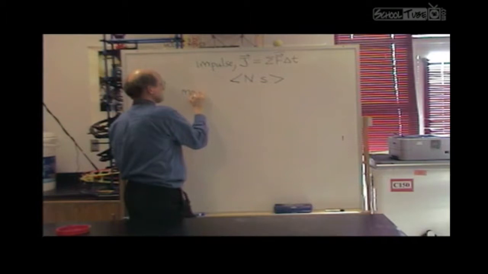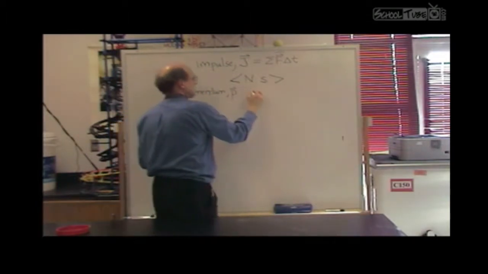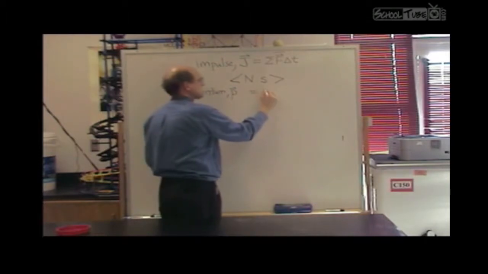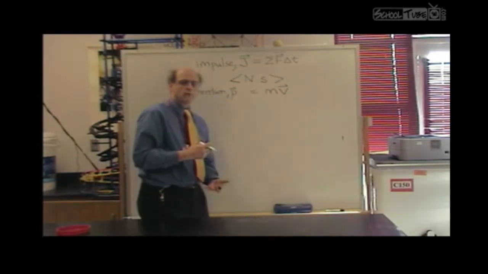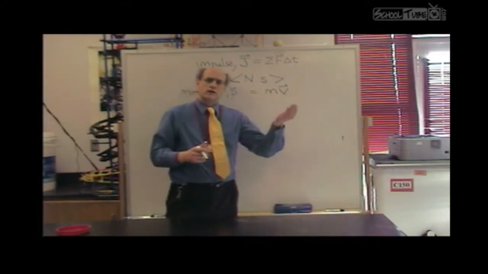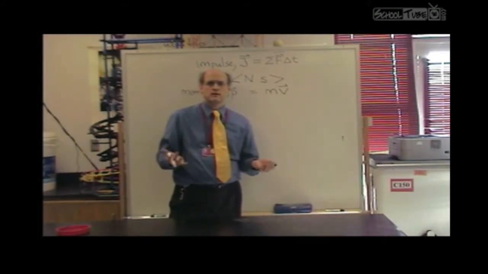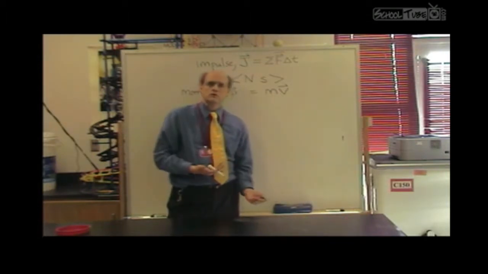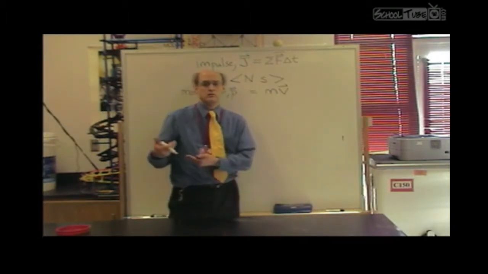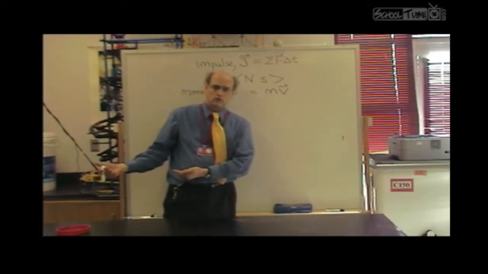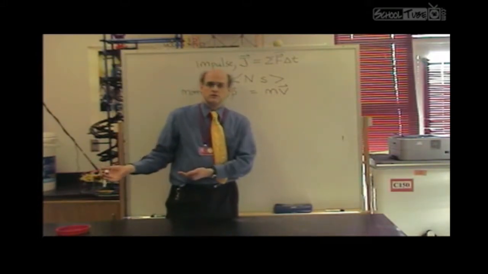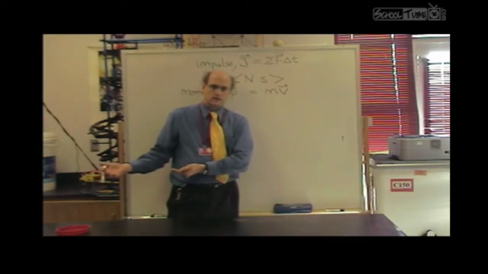Momentum, symbol P, is a vector quantity, and it's equal to mass times velocity. My momentum changed when I leaped off the table and landed on the floor. There was a momentum right before I hit the floor, and then there was a momentum after I hit the floor, and that would be equal to 0 because I came to rest.